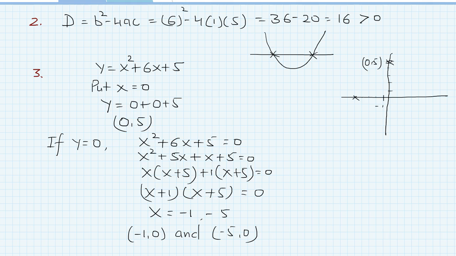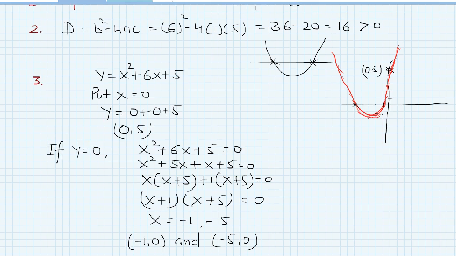So our graph will be, this will be the shape of our graph. So that is how we draw the graph using discriminant and putting x and y and knowing what a is.